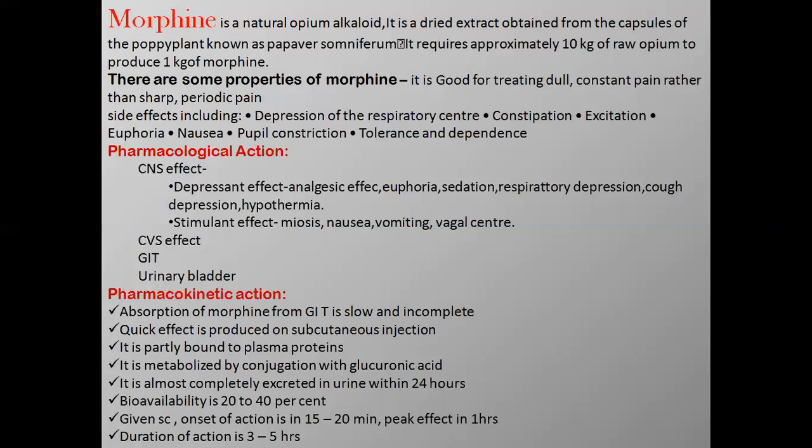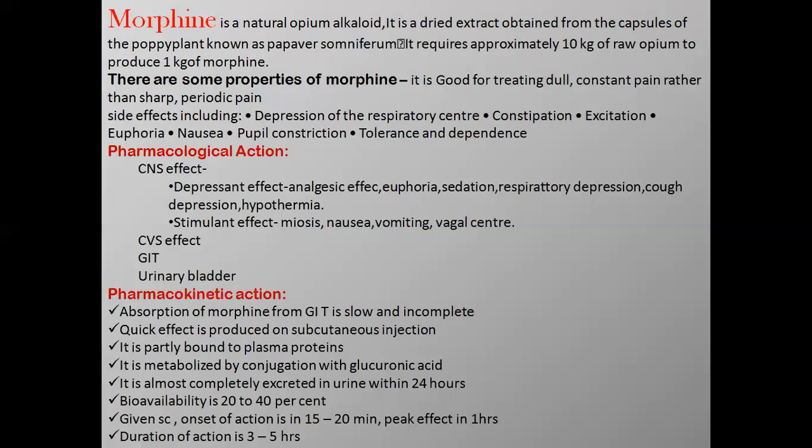It reduces both rate and depth by reducing the sensitivity of the respiratory center to CO2. It also suppresses cough by direct action on the cough center in the medulla. And the last one is hypothermia. In high doses, morphine depresses the temperature regulating center and produces hypothermia.